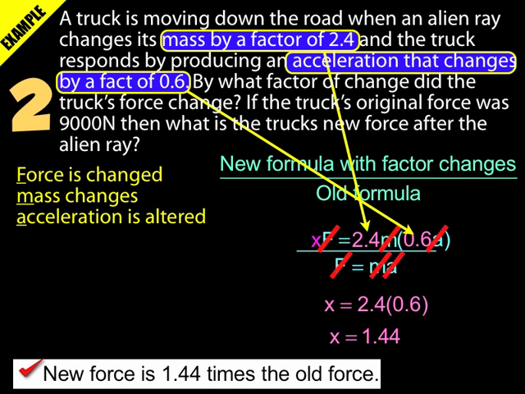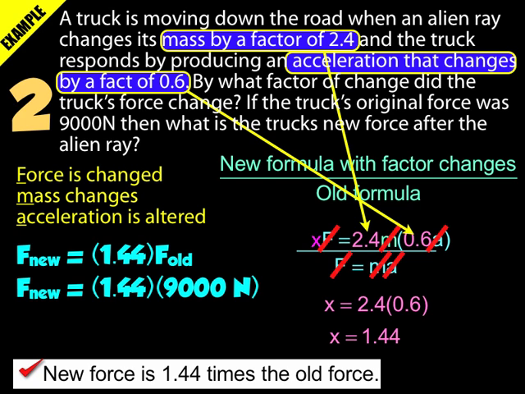The second part of the question said, what's the new force going to be if the old force was 9,000 newtons? So I'll use this answer to find the answer to the second question. So the new force is equal to 1.44 times the old force. So the new force is 1.44 times 9,000. So the new force is 12,960.